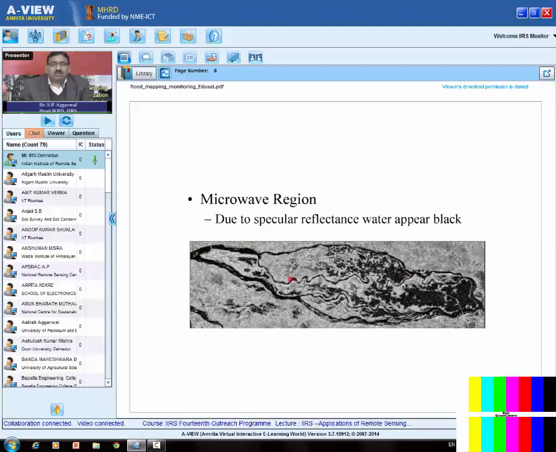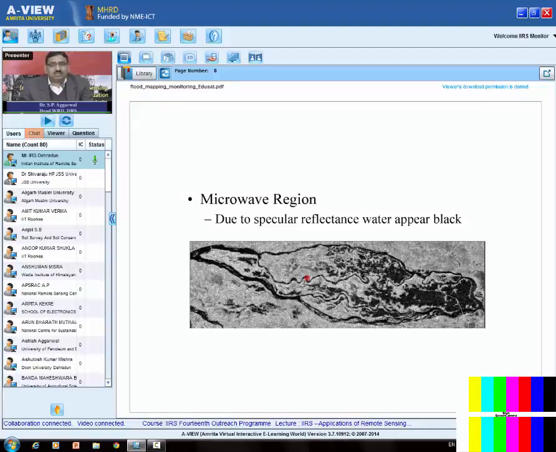So this is the reason, due to specular reflectance, water appears black. So flooded area will be black. So what will be black? Water body, flooded area, any river, all these things will be black. When you separate out permanent water body, you will get all flooded area. So that's how we map the flooded area. This is the basic principle. If there is no cloud, you can use optical data, because number one, it is cheap, it is easily available.